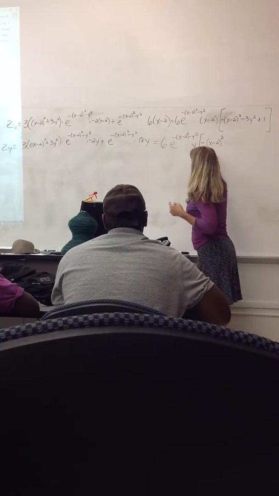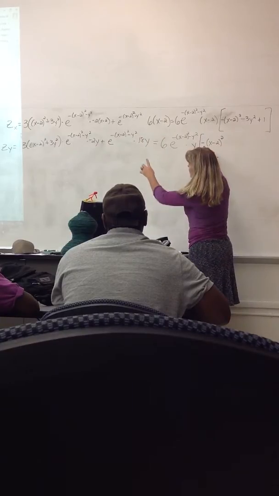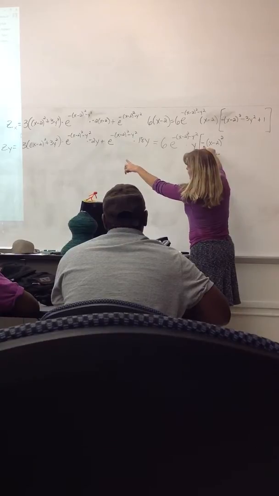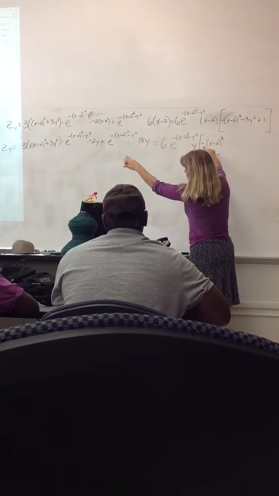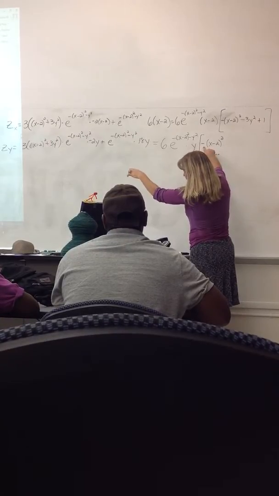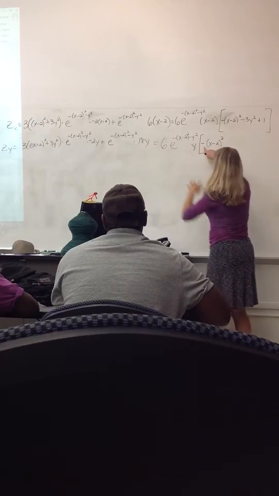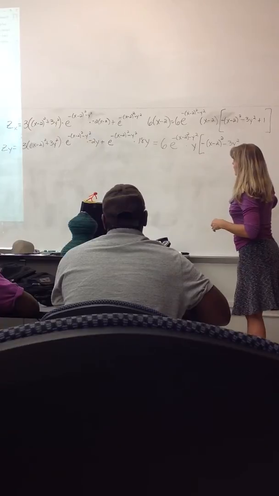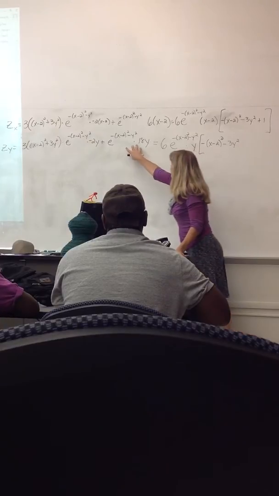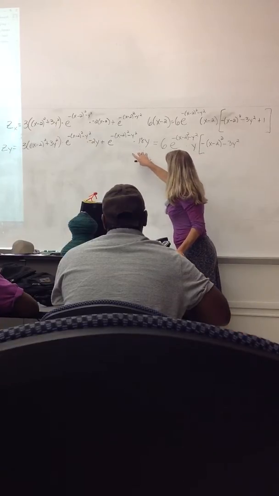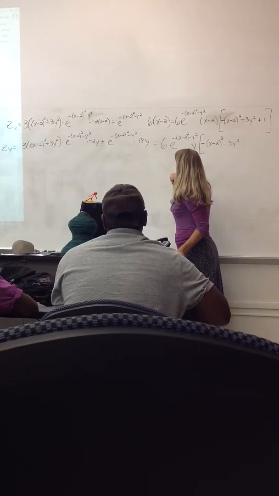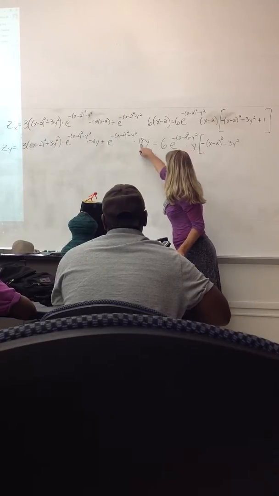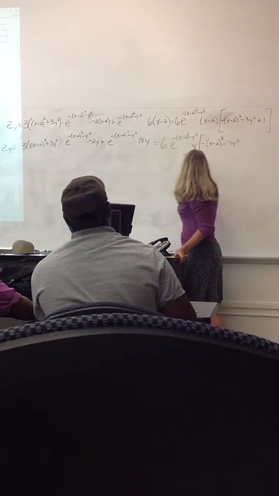And so the same thing's going to happen here. I factor out a 6, I'm left with the x minus 2 squared plus 3y squared, but multiplied by negative 1. And then the second term here, I factored out everything except for a 3, right?